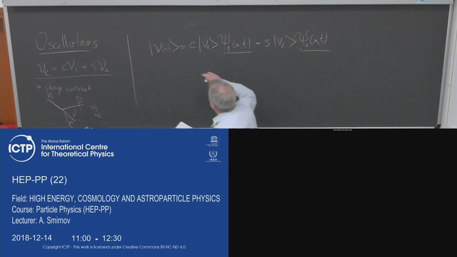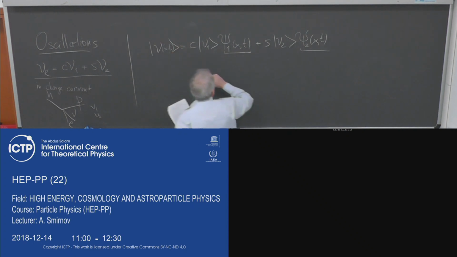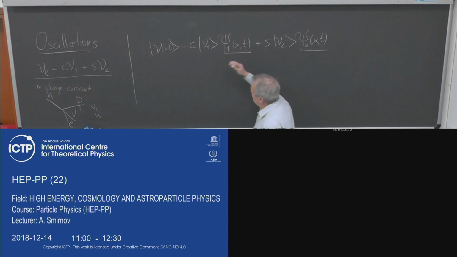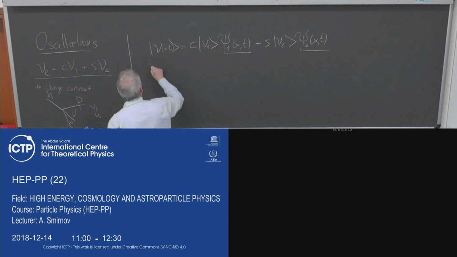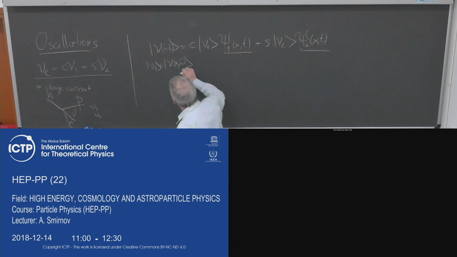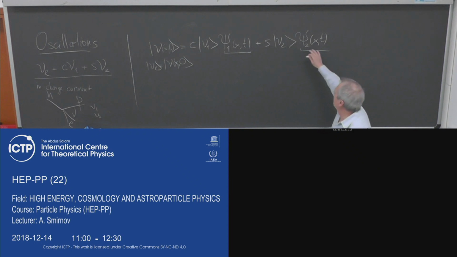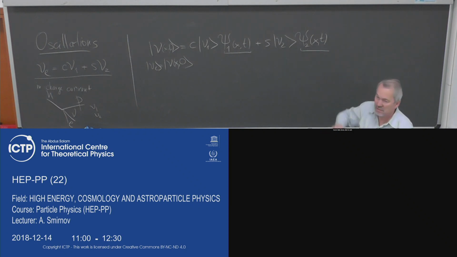Okay, so let me put here also t. So for the production moment, you have, for instance, nu_e, you have this nu at x=0, right, at that moment of time. If the neutrino is produced at the point 0, so it's 0. So this is what you are producing. But then the neutrino evolves, and you have time dependence and x dependence in these wave functions, psi1 and psi2.